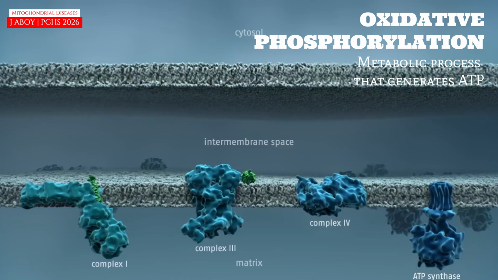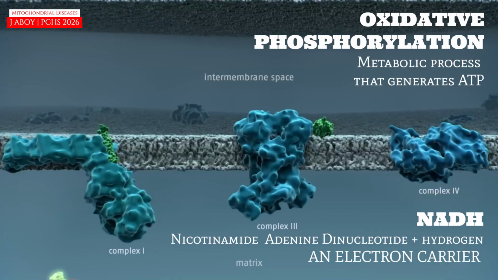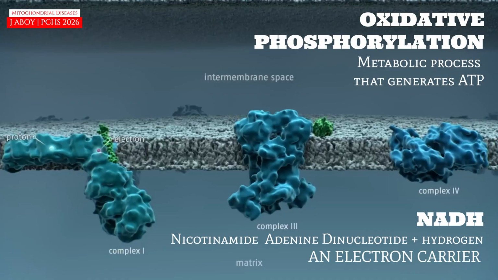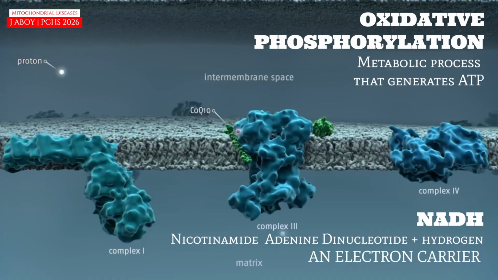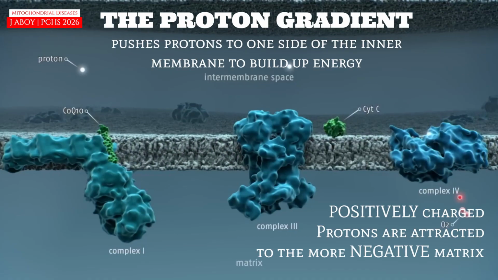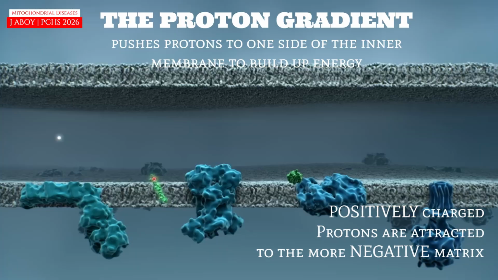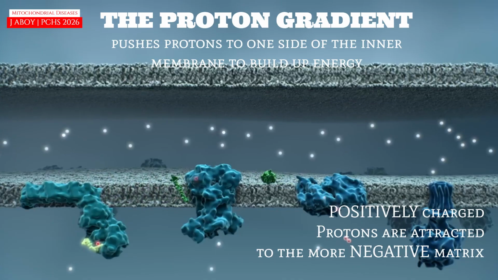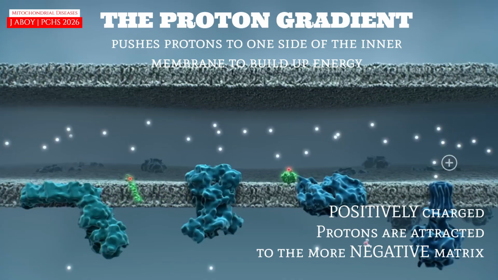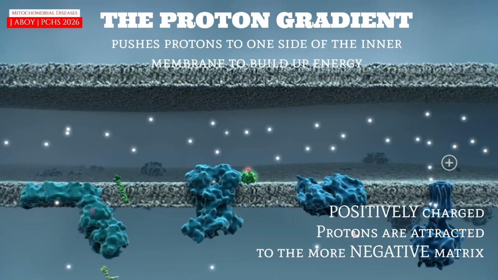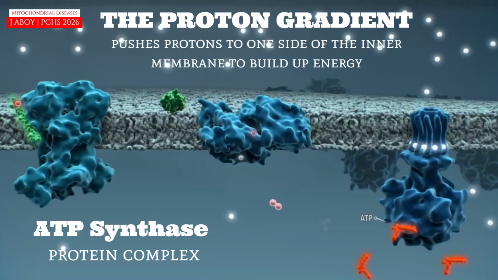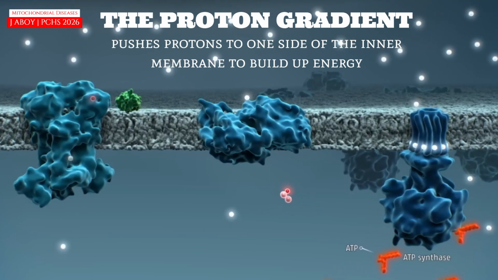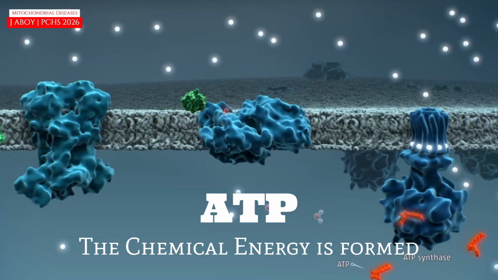Nutrients provide high-energy electrons in the form of NADH, which are used by the protein complexes to pump protons from the matrix to the intermembrane space. This continuous pumping creates a proton gradient where the positively charged protons are attracted to the more negative matrix. When the protons re-enter the matrix through the ATP synthase protein complex, the chemical energy, ATP, is formed.